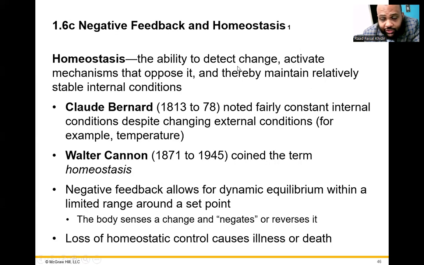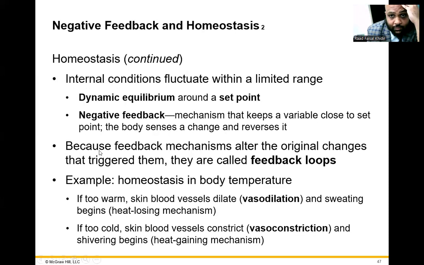Homeostasis is the ability to detect change and activate mechanisms that oppose it. We talked about negative feedback and maintaining relatively stable internal conditions. That was coined by Claude Bernard, who noted fairly constant internal conditions despite external conditions like the temperature changing. Negative feedback allows for a dynamic equilibrium within a limited range around a set point. So there's a set point. The green range is the set point that we have to come back to, no matter if things get more cold or more hot.